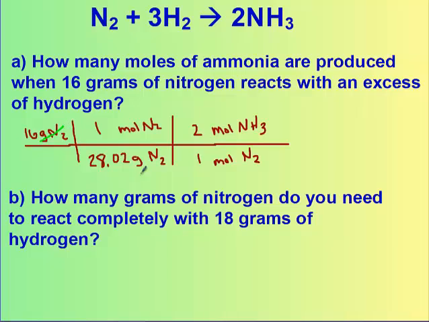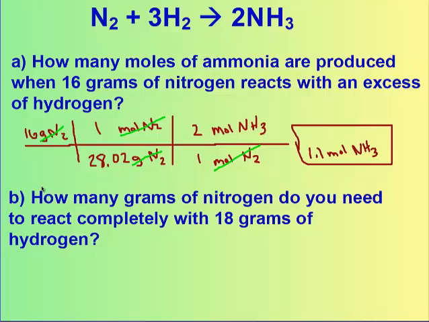So my grams nitrogen cancel out with grams nitrogen. Moles nitrogen cancel out with moles nitrogen. Right now I have moles NH3, and I want moles NH3, so I'm done. Multiplying and dividing, I get 1.1 moles. Notice that we have moles and grams, they're the same substance. The only time I can have different substances is when it's moles over moles.